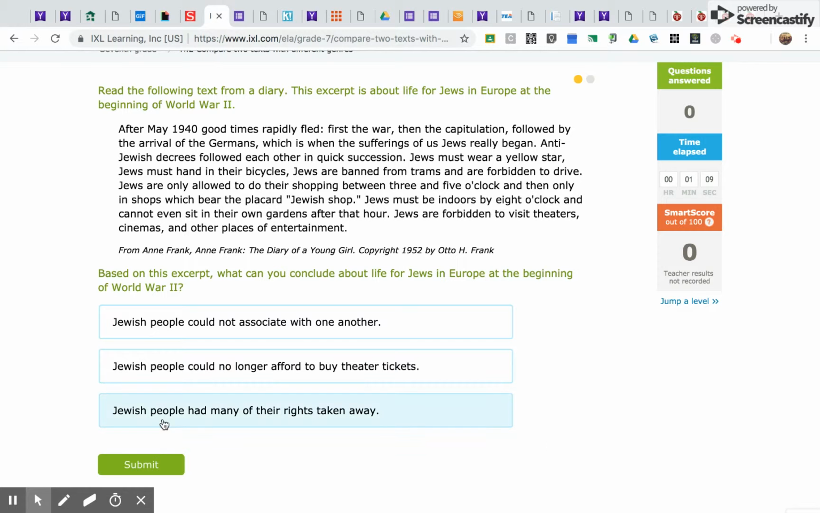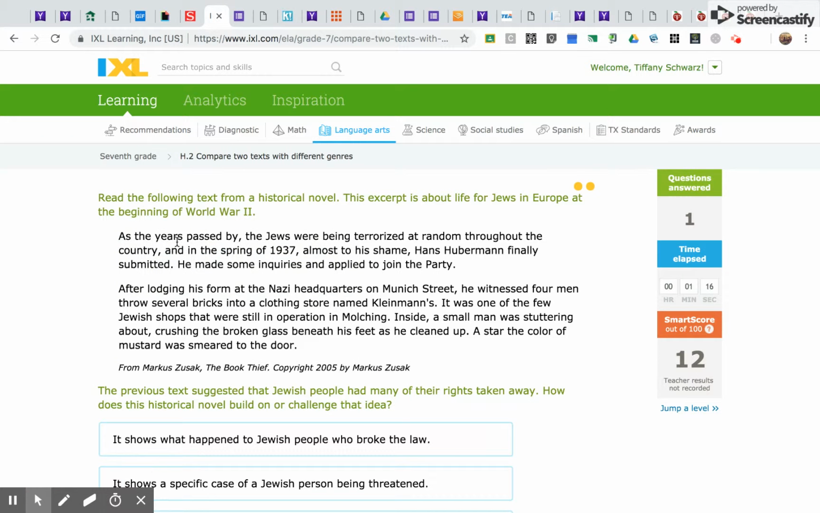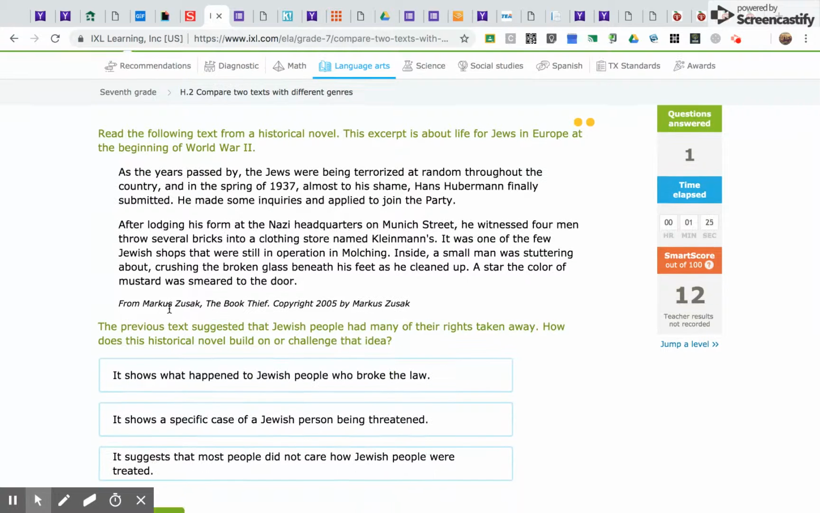So I see that Jewish people had many of their rights taken away. So now this is again, it looks like it's about Jews in Europe, but this one is from a historical novel, again at the beginning of World War II. So that's the different genres. The previous text suggests that Jewish people had many of their rights taken away. How does this historical novel build on or challenge that idea? So if it builds on the idea, it agrees with it. If it challenges the idea, then it shows you something different.